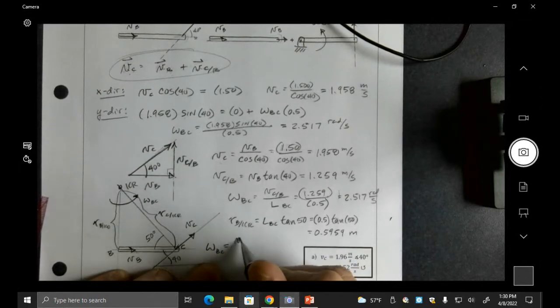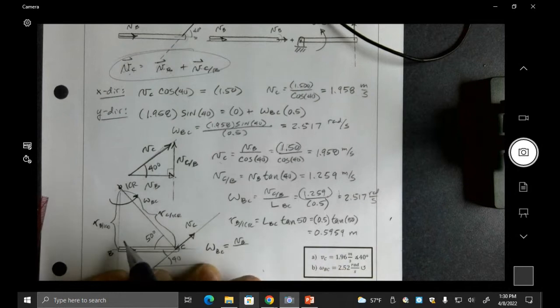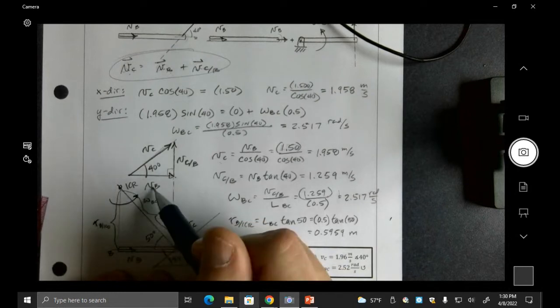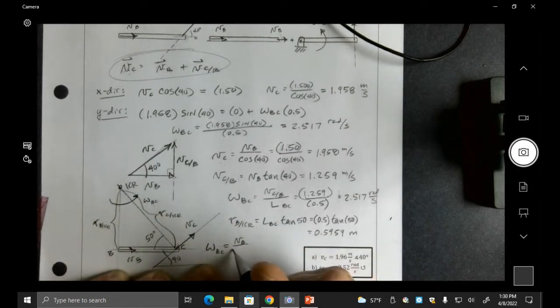So anyway, take VB and divide by that, right? So we have VB. We want to find what that omega is, so we divide by this motion.